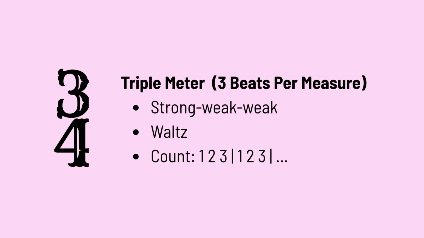Next is 3/4 time. In 3/4, there are three beats in every measure. We count it like this: 1, 2, 3, 1, 2, 3. This is called triple meter because the beats are grouped in threes. The usual feeling is strong, weak, weak, strong, weak, weak. A common example is a waltz.